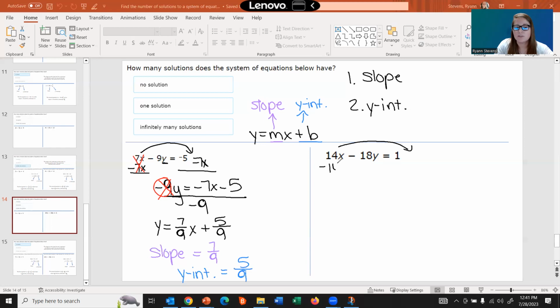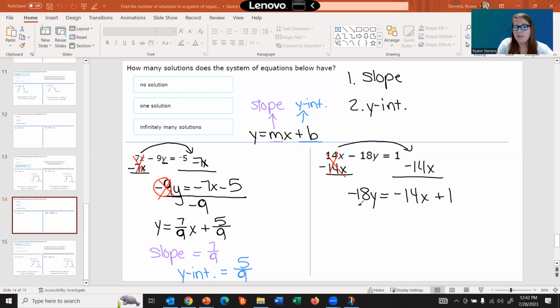So we're going to subtract 14x and subtract 14x. This can cancel on this side, but then when we look at the other side of the equal sign, we've got 1 and a negative 14x. We can't combine those. They're not like terms. One has a variable, one does not. And so we would just rewrite this as negative 14x plus 1.